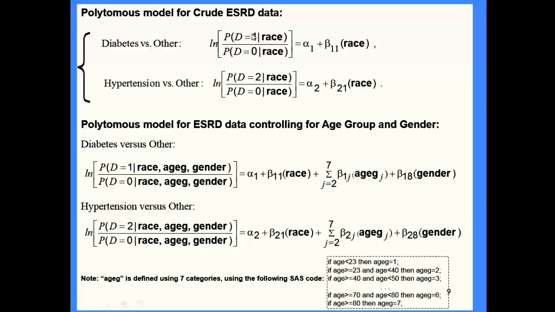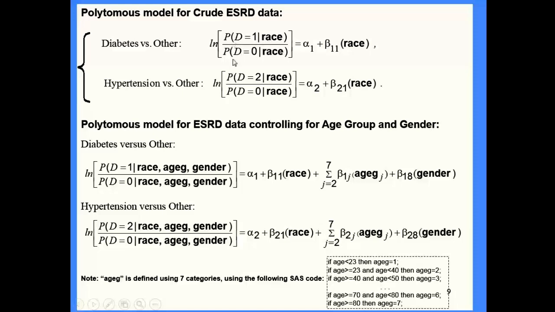One component relates to hypertension. This is diabetes versus other, and this is hypertension versus other. And this says the log of this ratio of these 2 probabilities is a linear function of race, and the log of these 2 probabilities, but the numerator probability is different here, is also an alpha plus beta times race. Okay, that's what this is saying. There's two components to this thing.